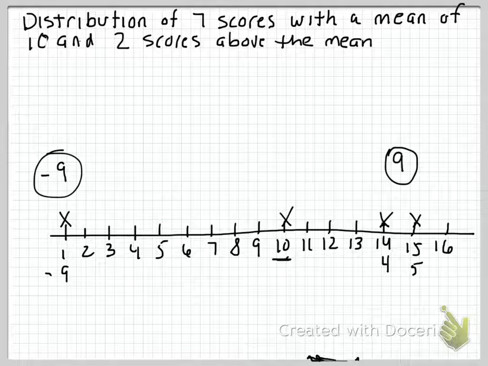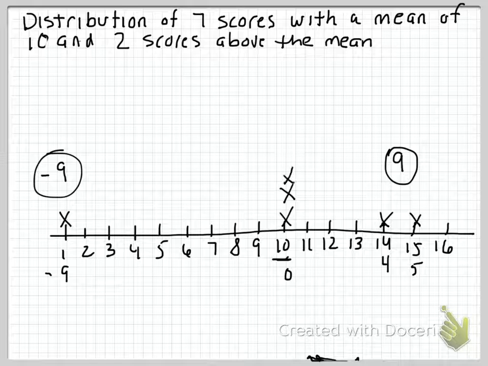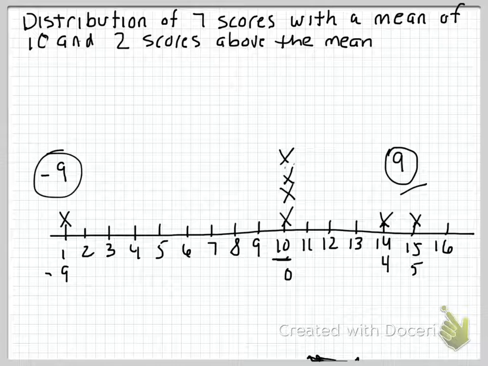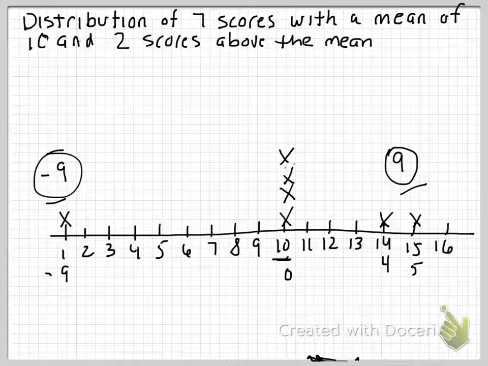But if I add a score at 10, the deviation for 10 is equal to 0, because 10 is not away from the mean at all. If I add 4 tens, it has no effect on this. My deviations above and below the mean balance out. I have 9 above the mean and 9 below the mean, and 7 scores with exactly 2 that are above the mean.